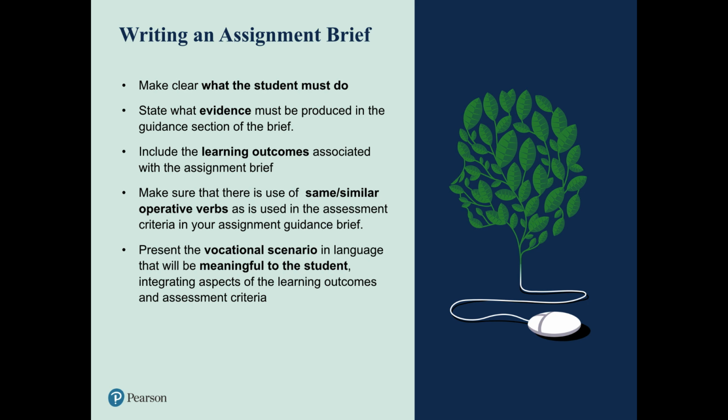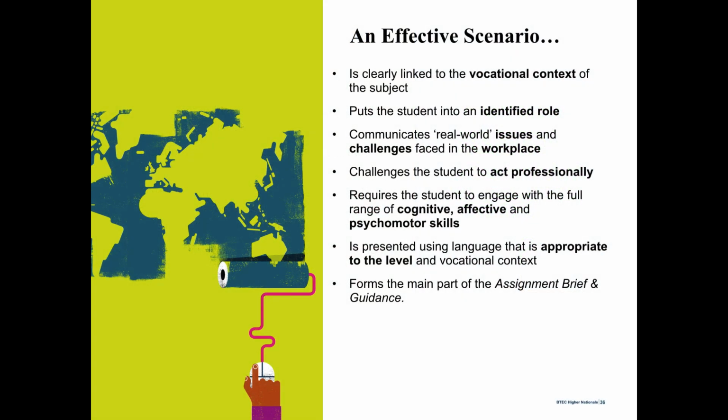Present a vocational scenario that's meaningful to the student. Rather than just tell the student what they have to do, build a scenario around it which puts it into a professional context. Help the student recognize how the work that they're doing in college is modeling a professional experience that they will have in the future. That scenario is really important. It should be clearly linked to the vocational context of the subject. It should put the student into an identified role, and that role needs to be appropriate to their level.